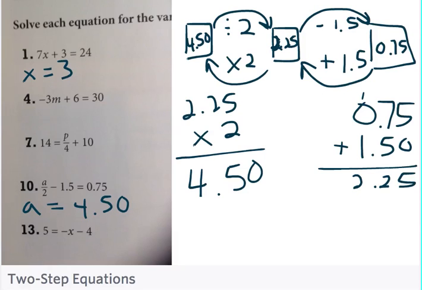So just to review, x is equal to 3, m is equal to -8, p is equal to 16, and a is equal to 4.50.